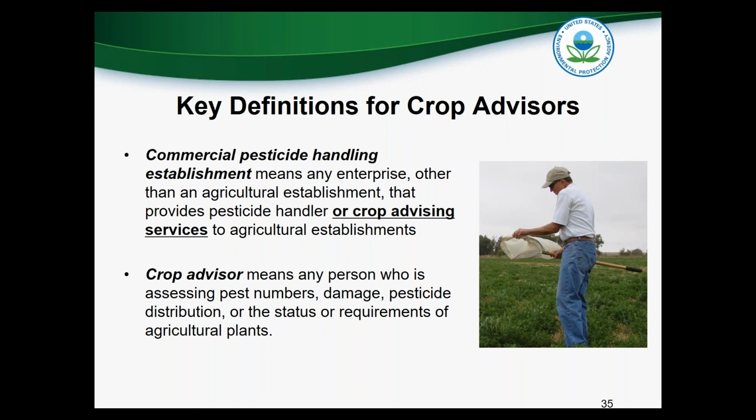So a crop advisor or a crop advising establishment that doesn't provide pesticide services can still be covered by the rule. A crop advisor means any person who is assessing pest numbers, damage, pesticide distribution, the status requirements of agricultural plants. So it's fairly broad. There's a lot of activities covered by the crop advisor definition. So if you're looking at the health of the plant, if you're assessing what type of pest damage you have, if you're assessing whether it's at a certain bloom point for making certain types of applications, or if you're assessing its ability to be harvested, those are all types of things that could be considered crop advising activities.